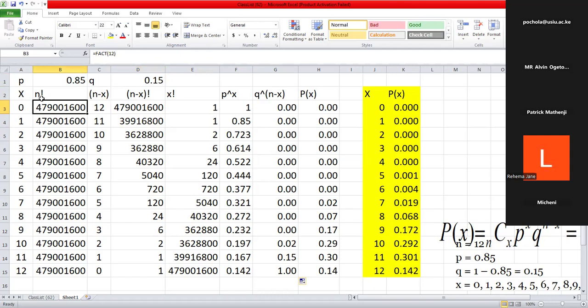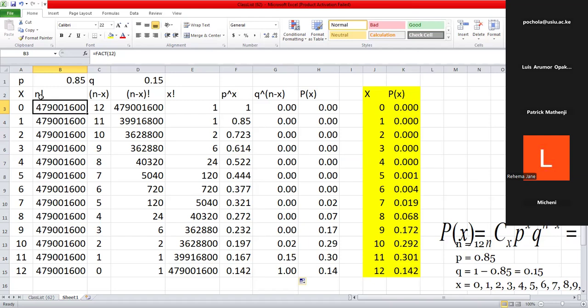Factorial of 12 is N. N is 12. There were N surgical operations. Clear? If there are 6 operations, you just put 6 here. If there are 20 operations, you put 20. You know?